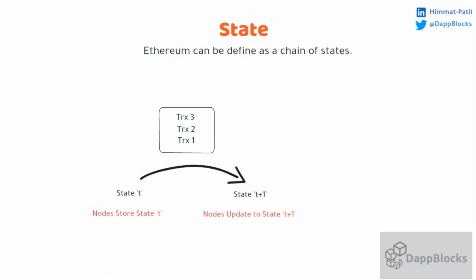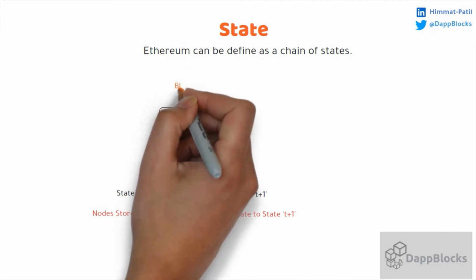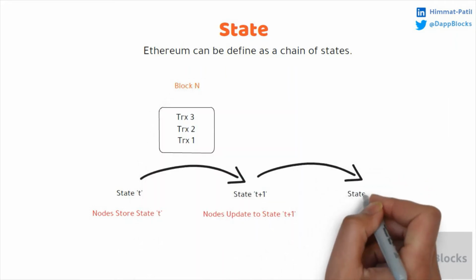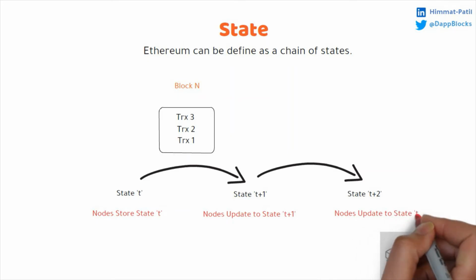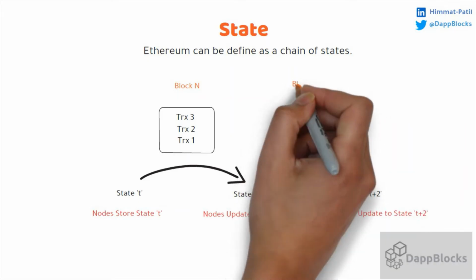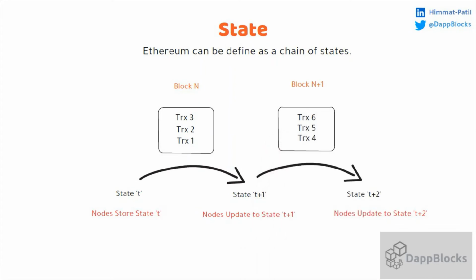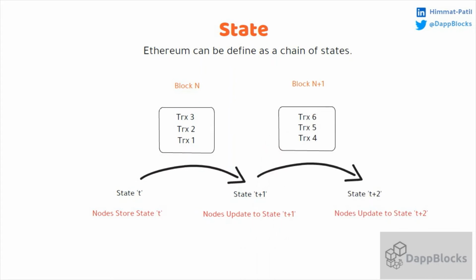Likewise, we can have a chain of states. State T to state T plus 1 will have block N with 3 transactions, and state T plus 1 to state T plus 2 will have another block called block N plus 1 with other 3 transactions. Hence, we can say Ethereum is a chain of states and the Ethereum blockchain is a chain of blocks.